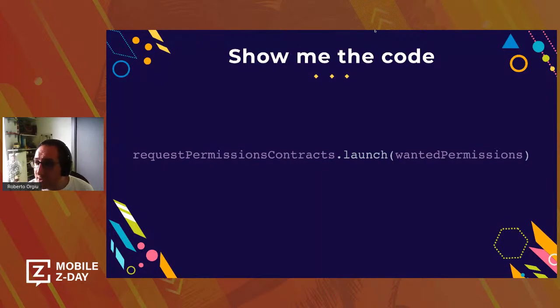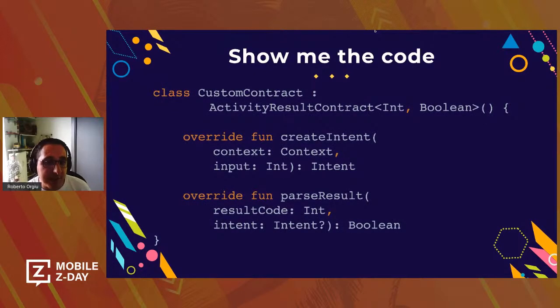Of course, there is a way also to create a custom contract that is basically meant to be a class that has two methods. The first one is the one where we define the intent that we want, so that will be fired when we launch the contract, and the parse of the result, that will check the result and return it to our lambda. As you can see, it's pretty straightforward to create a custom contract for an activity result contract. And it can be used for a variety of reasons.